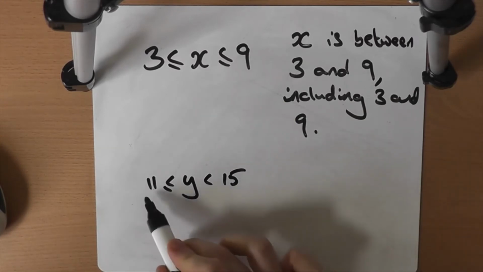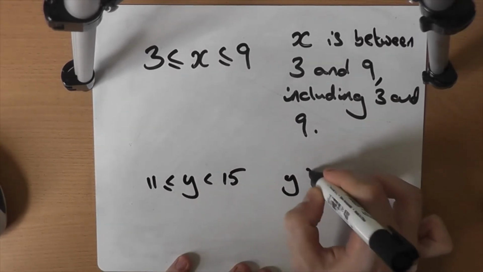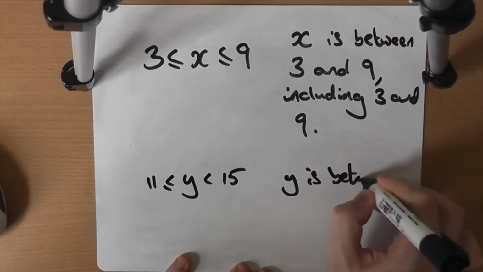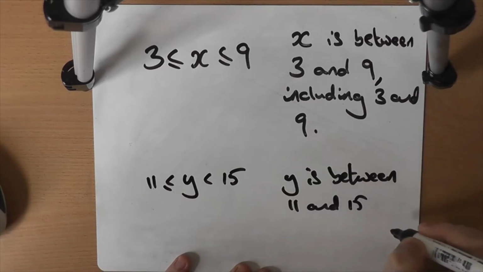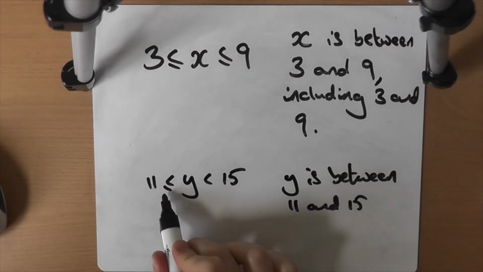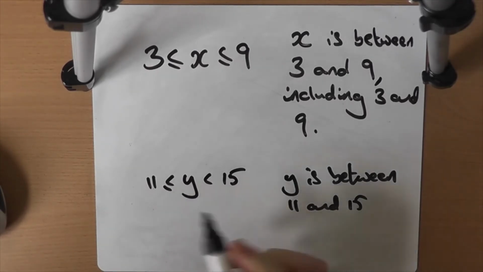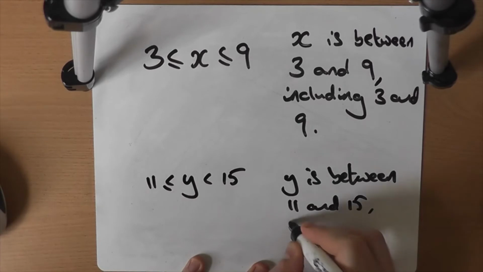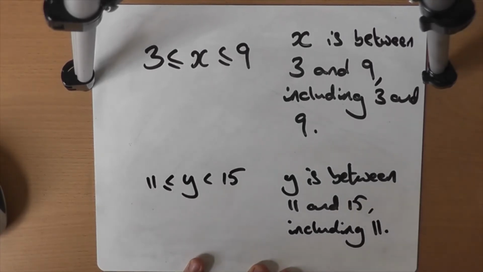Y is between 11 and 15. This time the 11 is included. The 15 is not strictly smaller than the 15, but the 11 is included, so we can have including 11.